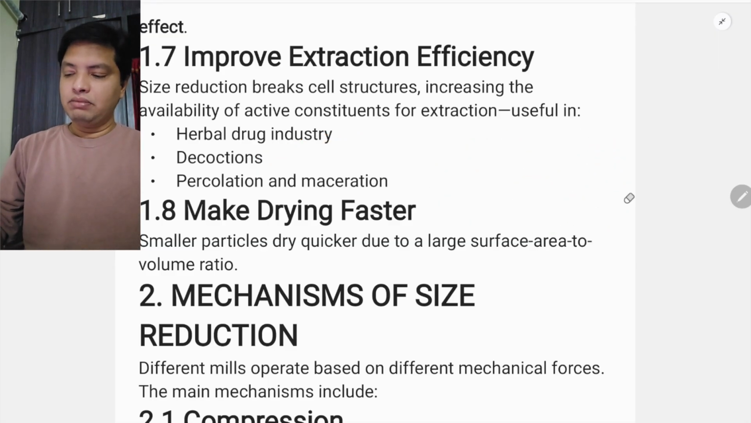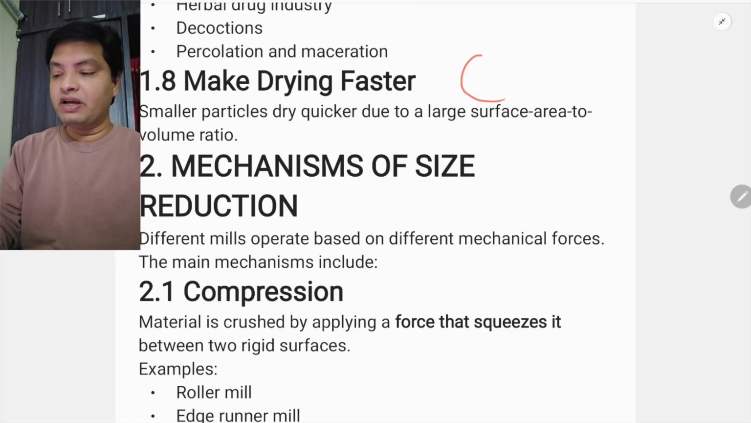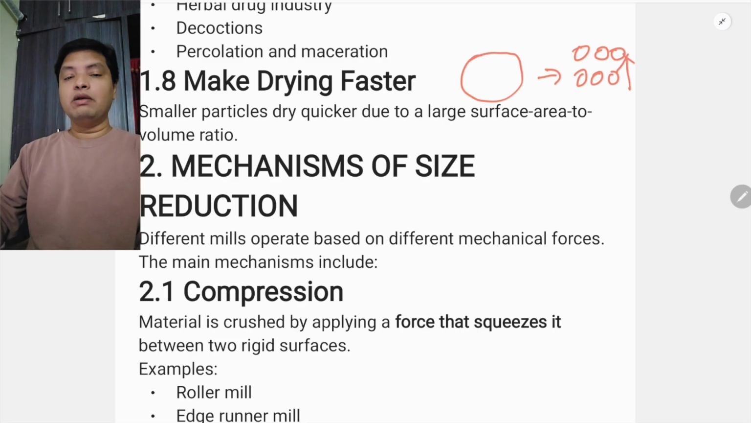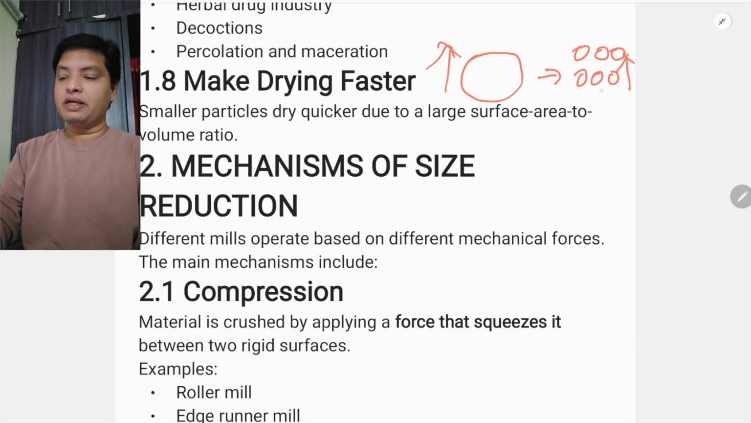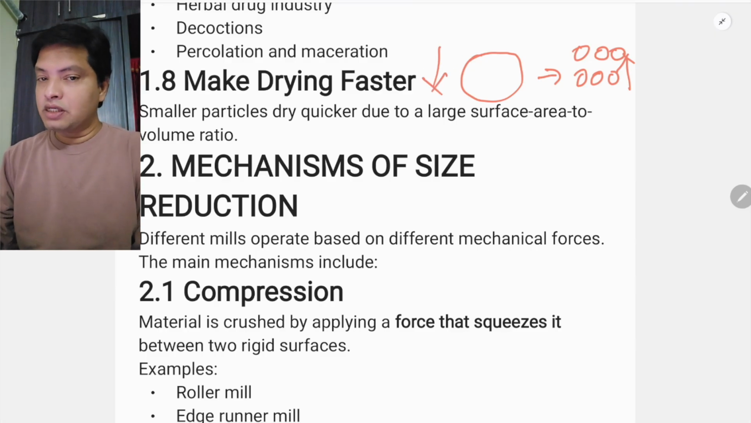Next, if you are drying a granule, if the granule is this much big, compared to this, if I make this granule small like this, the surface area is more, so more air will come in contact with these granules and there will be more drying. Compared to the larger particle, where the drying efficiency is less, the smaller particles will have more drying efficacy.